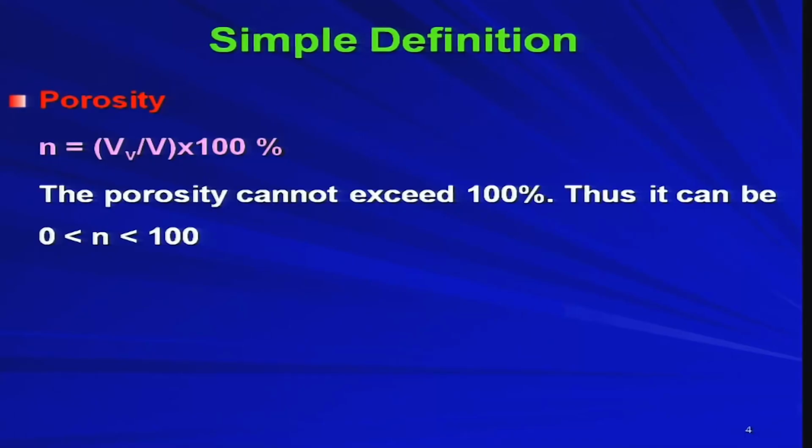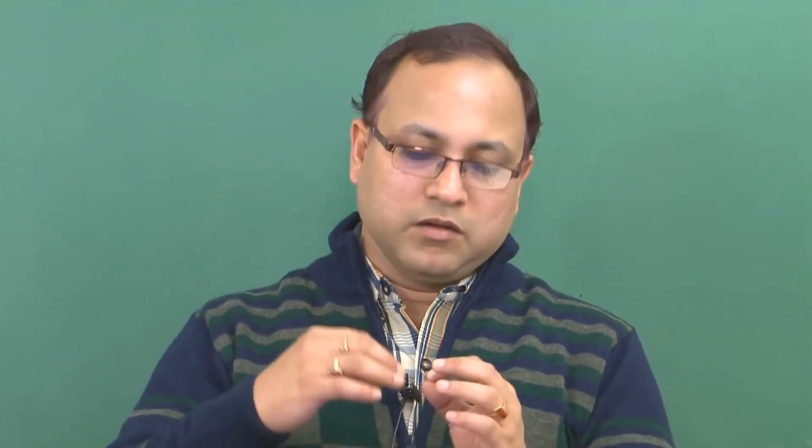If you look at the expression, VV at the most can be equal to V, so V is the total volume. Hypothetically, if I consider that the total volume of the soil matrix is occupied by the total void space, that means there is no solid at all, or even if there are some solid particles, they are negligible in comparison to the total volume of the matrix. In that situation your porosity must be equal to 100%. But that is the upper limit, it cannot go beyond 100%.